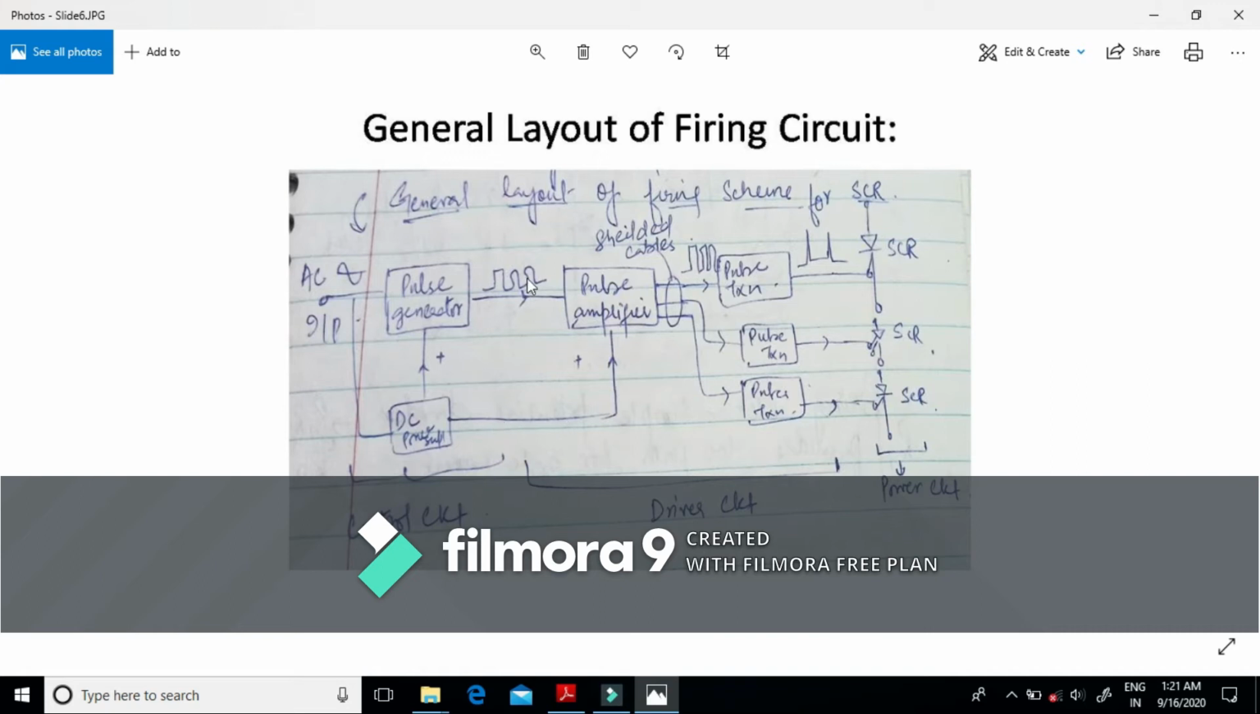Why are we using this driver circuit? The main functions of this driver circuit are amplification and isolation. That means if we feed these pulses directly to the SCR, they may not be able to turn on these SCRs. It's therefore necessary to feed these voltage pulses to a driver circuit and then to the power circuit.